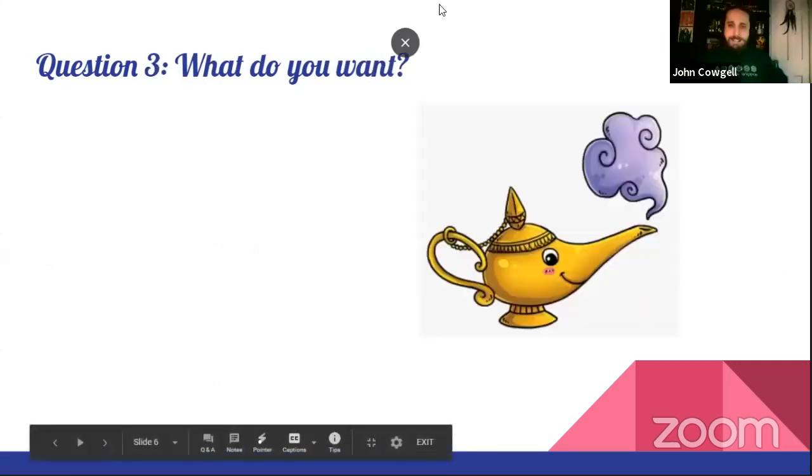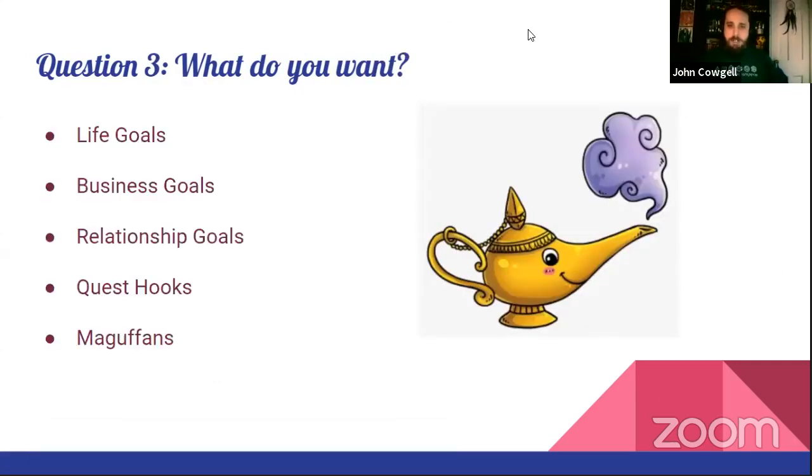All right, as you can see, I have a wonderful little genie here. And the question for you guys is, what do you want? Now, this gives an idea of the possibilities of what the desires of this NPC is going to be. This is where you can actually start dropping in the ideas for quest hooks, depending on how major it is.